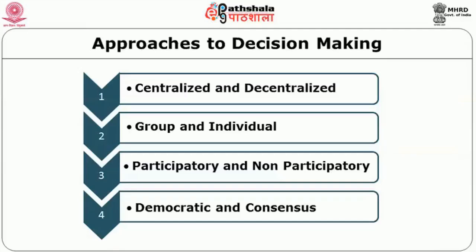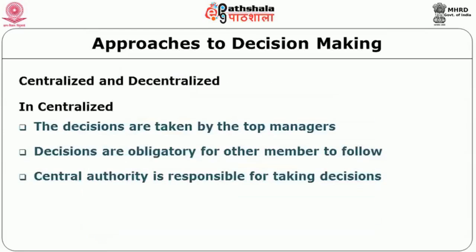There are different approaches to decision making. When we are discussing the approaches to decision making, how we are looking at the decision, how the decisions are taken, those things are considered under the approaches of decision making. The approaches are centralized and decentralized approach, group and individual approach, participatory and non-participatory approach, democratic and consensus approach. Now let us see the very first type, that is centralized and decentralized approach.